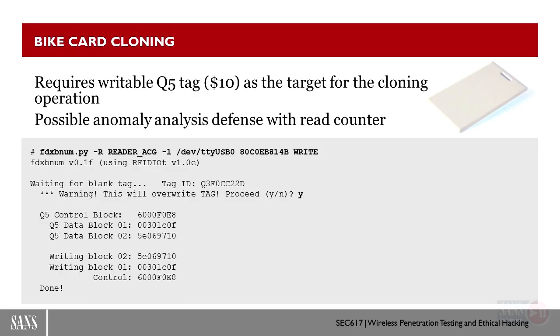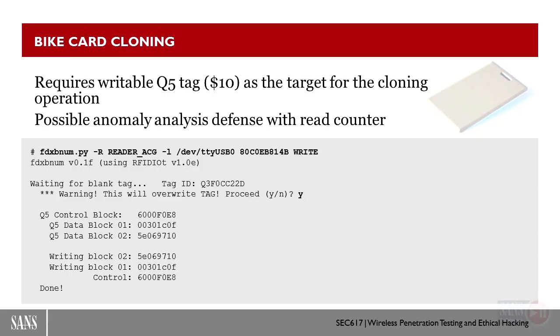So we can use the data that we've acquired, that card number, and write that with the ACG reader and the RFID IO tools back to a new card that is writable, and that will emulate the same tag type that we read it from. So taking a look at this, we're going to use FDXB num, and we're going to tell it which reader we're using. We're using the ACG reader, which serial port it's connected to, and then the data that we recovered in the first step from the read of our bike rental tag, and then we're going to write it.